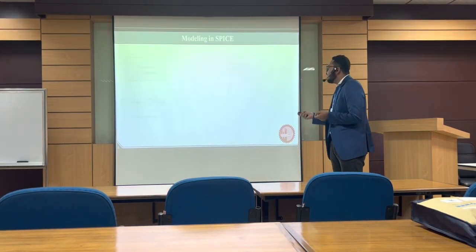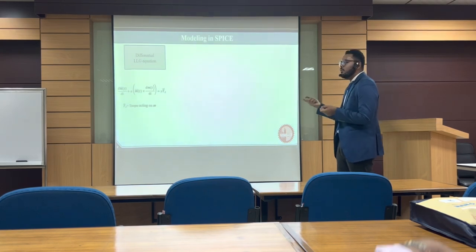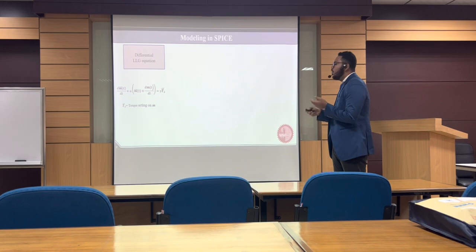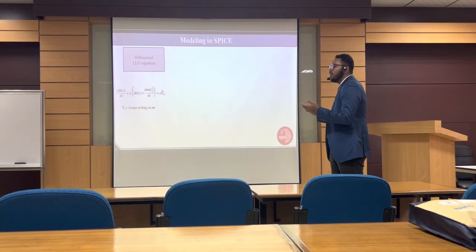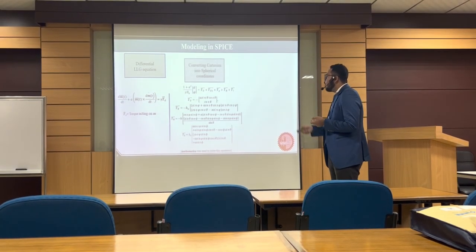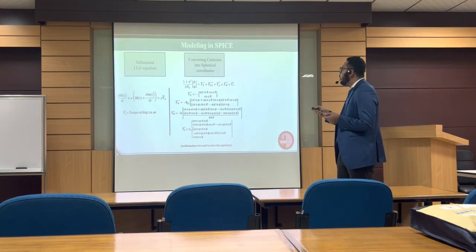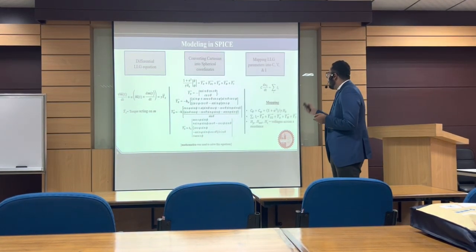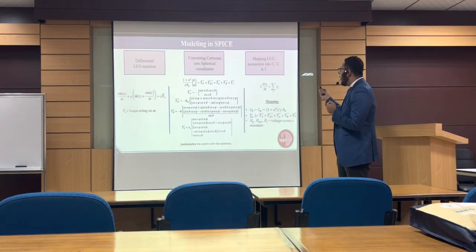To do this, first we take the LLG equation in the form of torques. These torques originate from the various anisotropy fields that the magnet experiences. Then I converted the Cartesian equation into spherical coordinates using mathematical software. Lastly, we map the LLG equation to the capacitor equation.